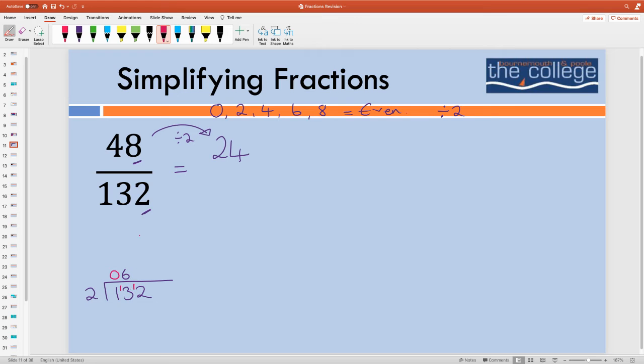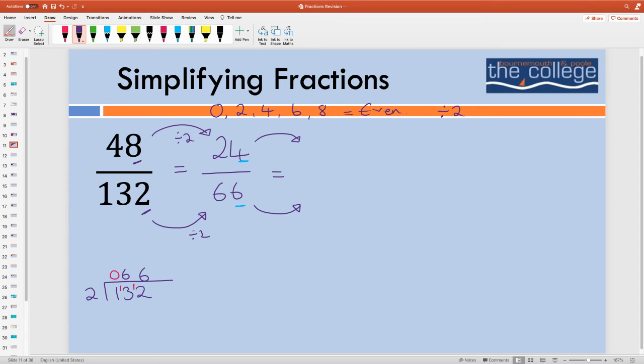2's into 12. Okay, goes 6. So we've got 66. Okay, we've just halved 132. We've got 66. That was 132 divided by 2 is 66. Now, look at that again. They are both even. Again, ends in a 4, ends in a 6. So we could do exactly the same process. Again, divide by 2. So this is a step-by-step, quite a slow method, but it's slow and secure.